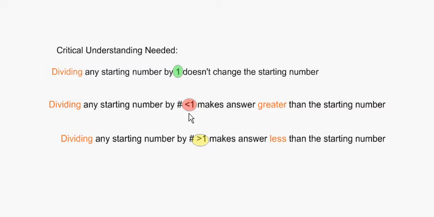Dividing a number by a number less than 1. Since I'm dividing it into smaller pieces, how many little tiny pieces are there in a big piece? I would expect to have more of them. So when I'm dividing by a number less than 1, my answer should be greater than what I started with.